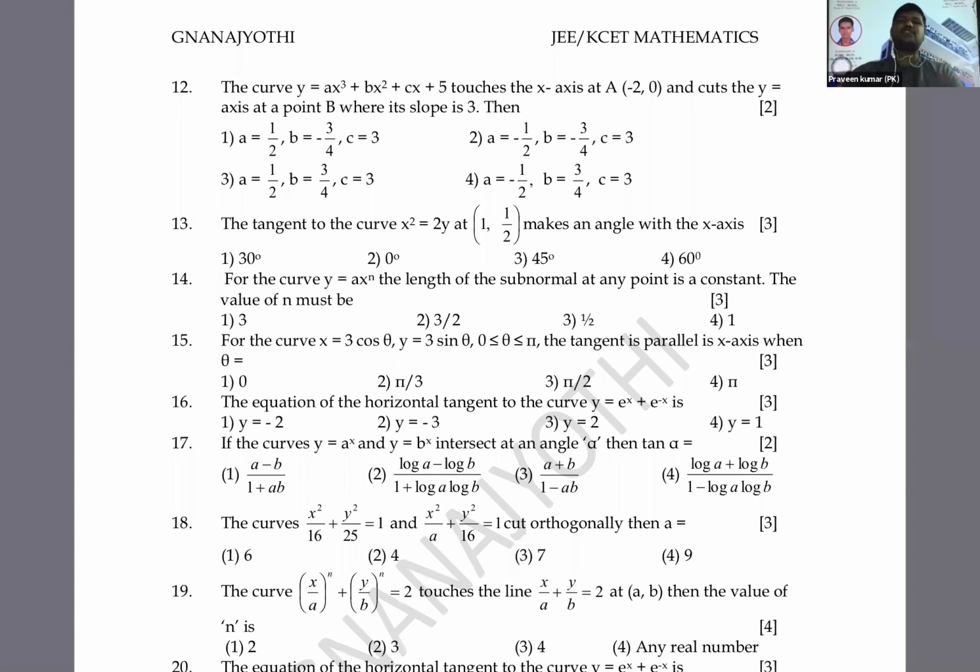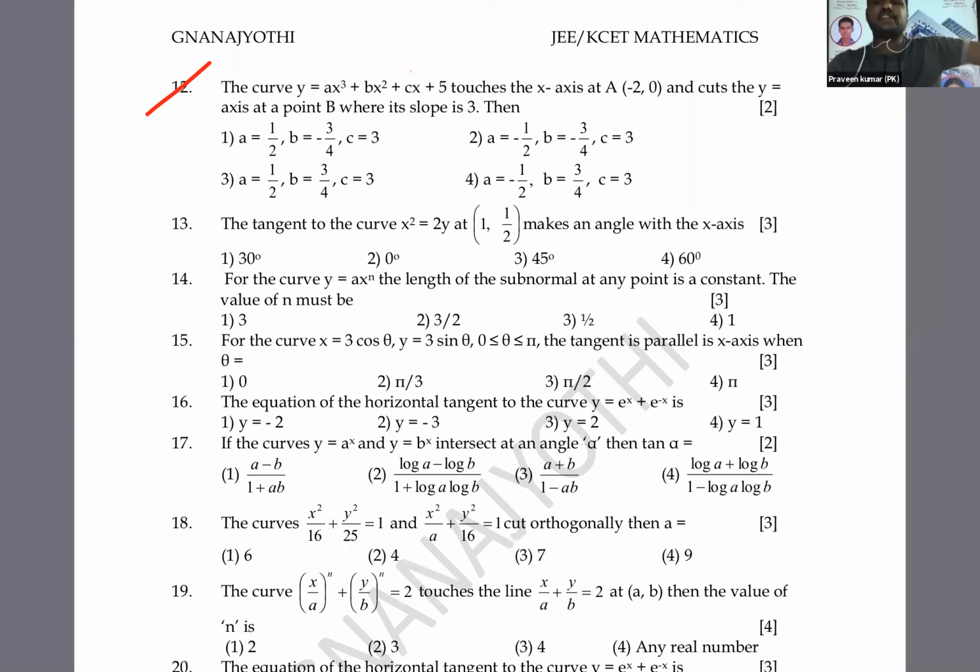Once again, see the 12th question. What is given? The curve y equals ax cube plus bx square plus cx plus 5 touches the x-axis. Whenever it touches the x-axis, y becomes 0. Substitute this point in this equation. And the curve cuts the y-axis at the point B where its slope is 3.